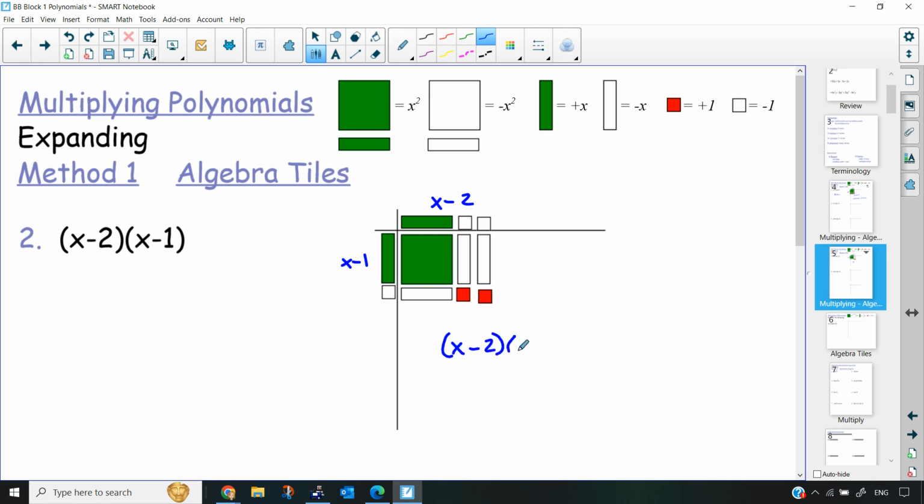x minus 2 times x minus 1. And that would give me a product of positive x squared minus 3x plus 2. Now in this case, my x's were all the same sign. There are going to be some times where you've got some positive and negative, so they will cancel each other out. Notice that if I have a positive 1 and a negative 1, that becomes a 0 relationship because a positive plus a negative becomes 0.